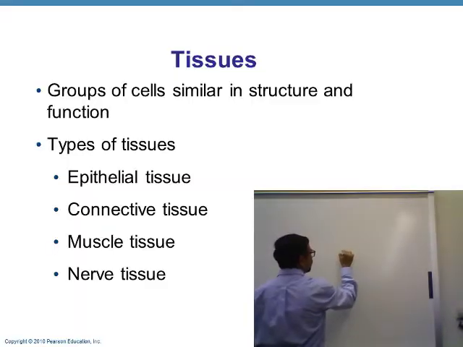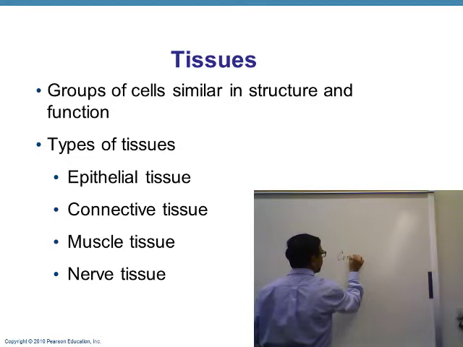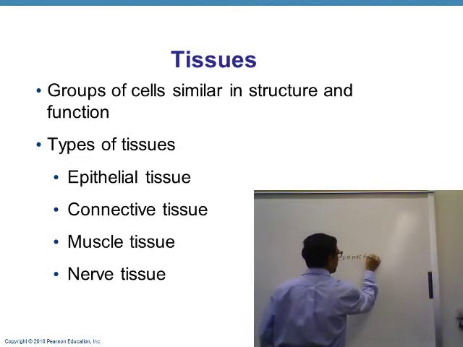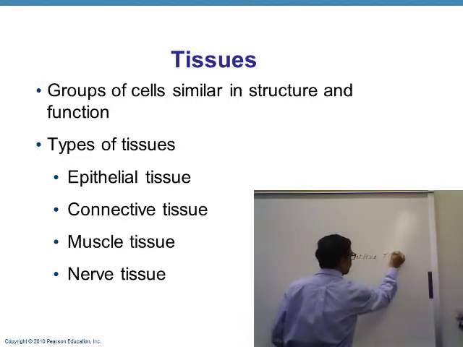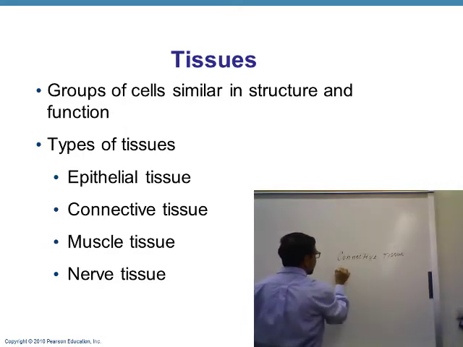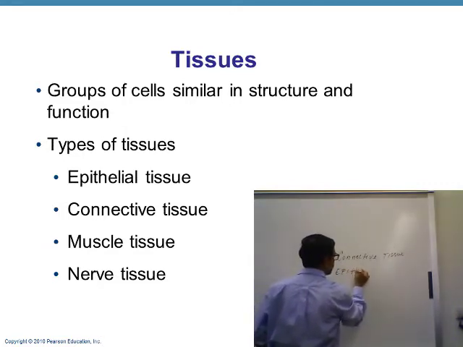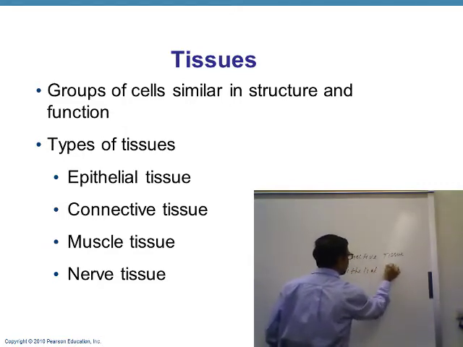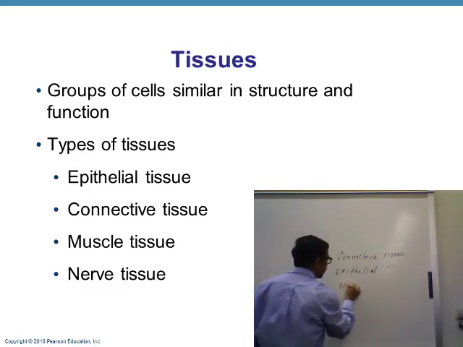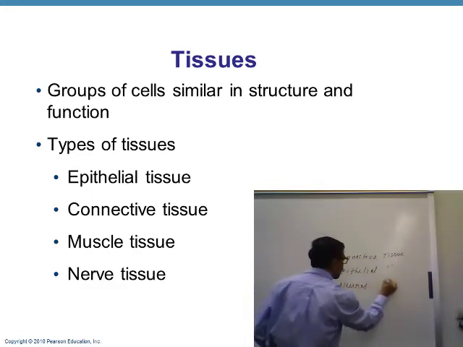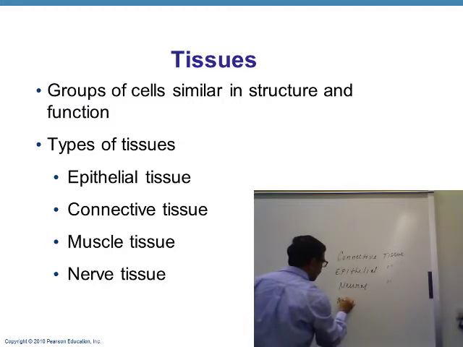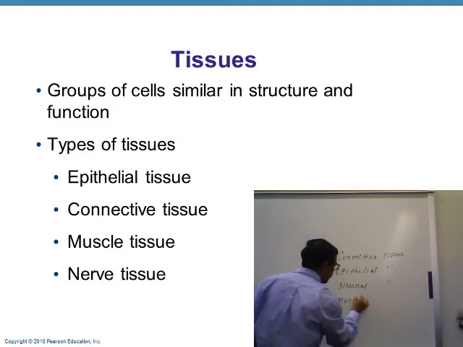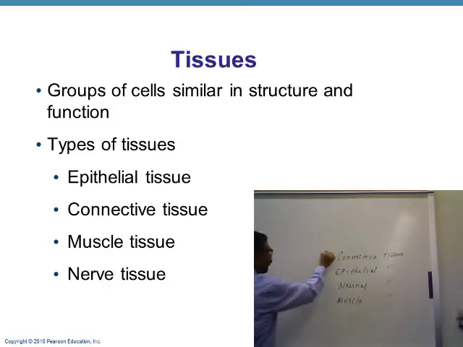So 4 different types of tissues are connective tissue, right? Epithelial tissue, neural tissue, and muscle tissue or muscular tissue. So these are 4 different types of tissue.